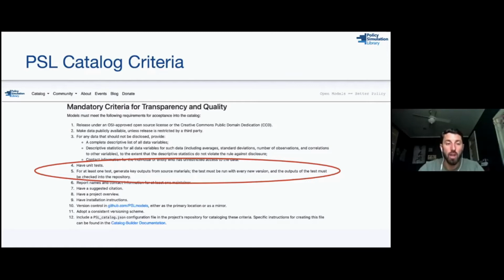And so part of the mandatory criteria to be listed in the PSL catalog is to have some unit tests of your code, right? We also require at least one test that generates key outputs from your material, and verifies that the model can reproduce those on anybody's machine, right? And so that's more like a regression test. So we're requiring some unit testing and then at least one regression test, a test of the final outputs of the model, okay?